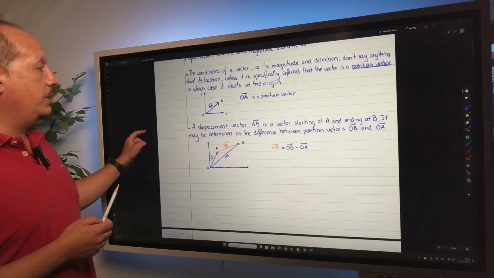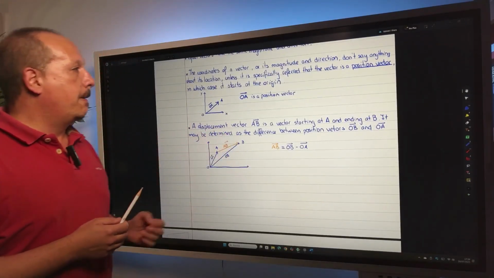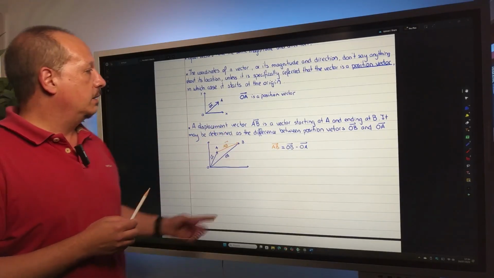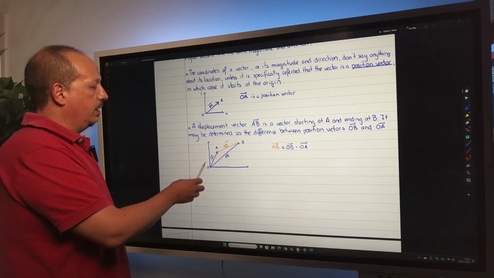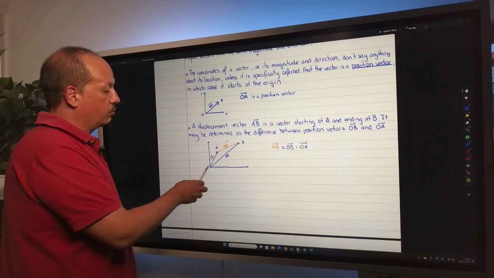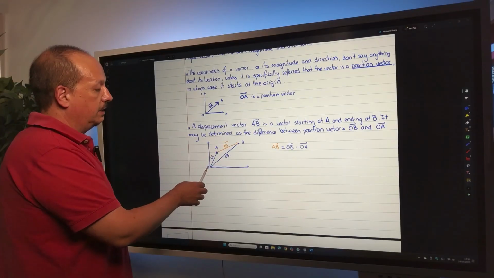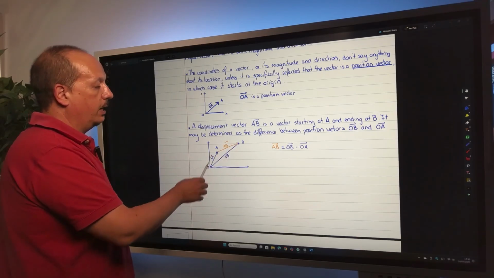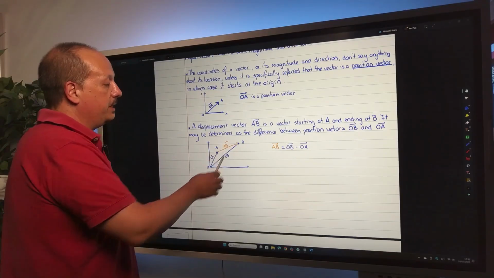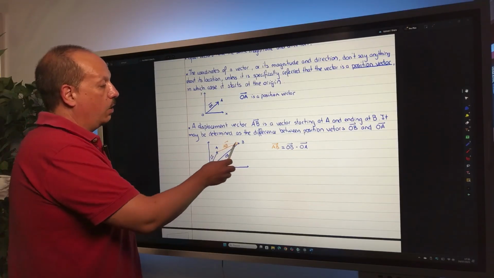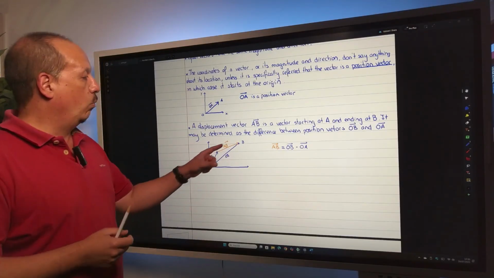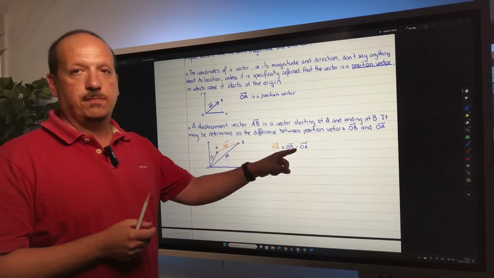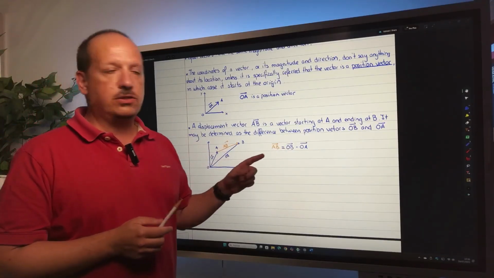A displacement vector AB does not start at the origin, but its components can be calculated knowing two other vectors: the position vector that goes from the origin to the beginning of the vector, and the other vector that starts at the origin and goes to the end of the vector, here represented by OA and OB. And then AB can be expressed as OB minus OA. Always the one that goes to the end of the vector first, minus the one that goes to its origin. More on subtraction of vectors in a bit.